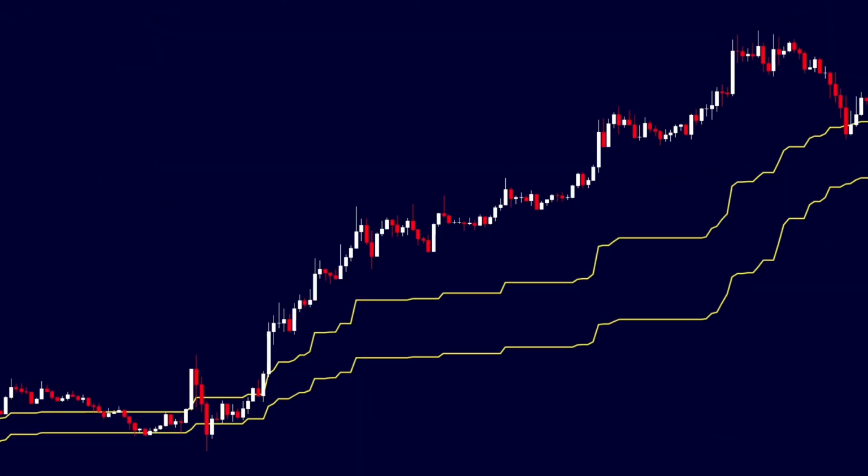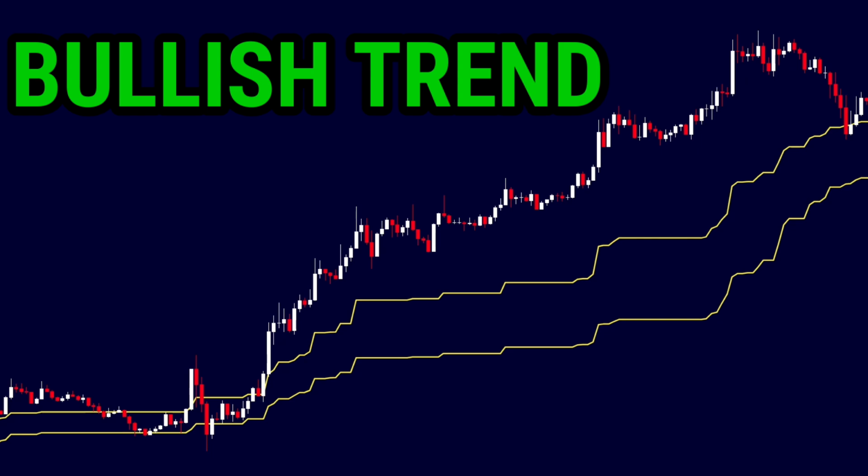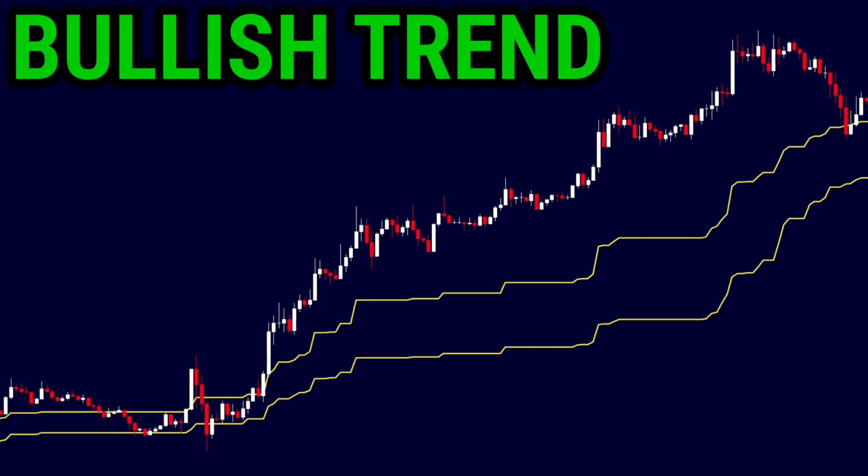Here's a quick rundown. When the price stays above the Fibonacci levels, we call this a bullish trend, meaning market sentiment is positive and the price is likely to keep rising. Traders usually look for buying opportunities in a bullish trend to take advantage of the upward momentum.